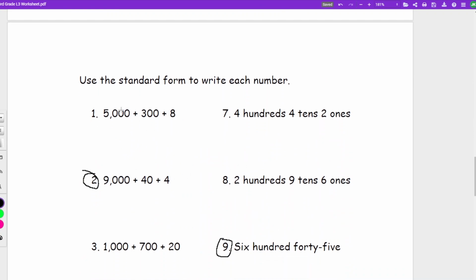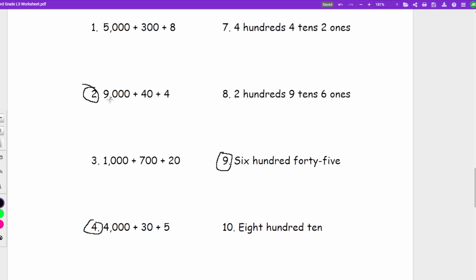Number 2, use standard form to write each number. So standard form is just going to be like writing it in numbers. So 9,000 plus 40 plus 4. Well, if I add these, I get 9,040. If I add this number and this number, I get 9,044. Let me rewrite that.